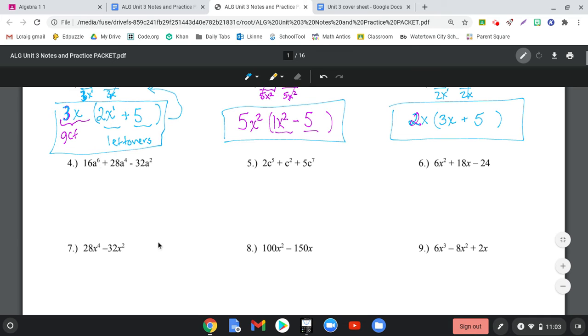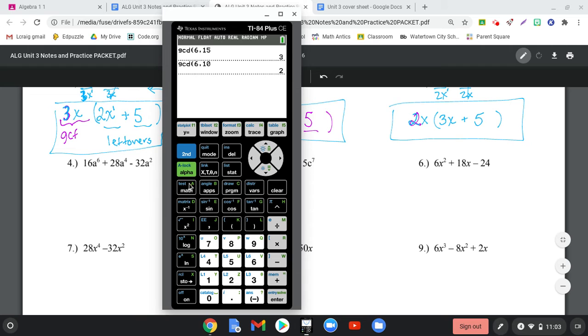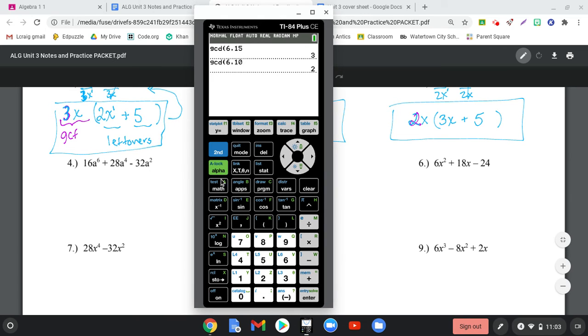16, 28, and 32, numbers are getting a little bit bigger, so why don't we try out our calculator? You'll see if you try to type in 3 numbers, it's not going to let you. So what you want to do is start with 2 numbers, 16, 28. So the GCF of those is 4, and then you could take that and 32. But since 4 goes into 32, that'll be your answer, 4.